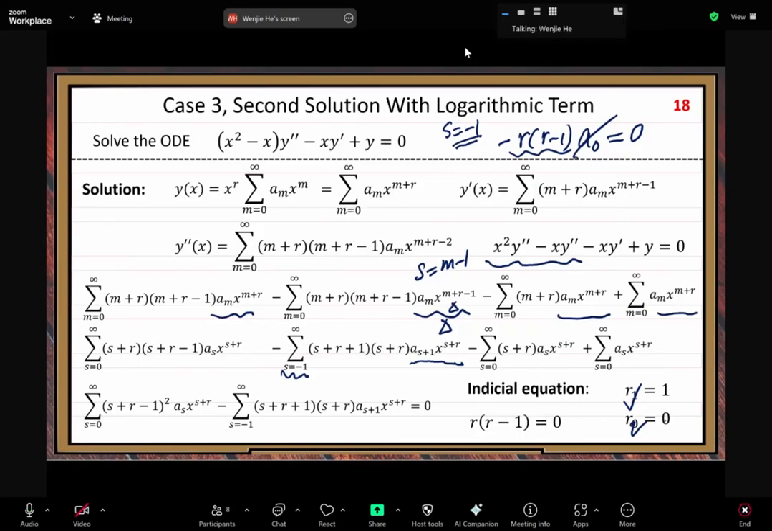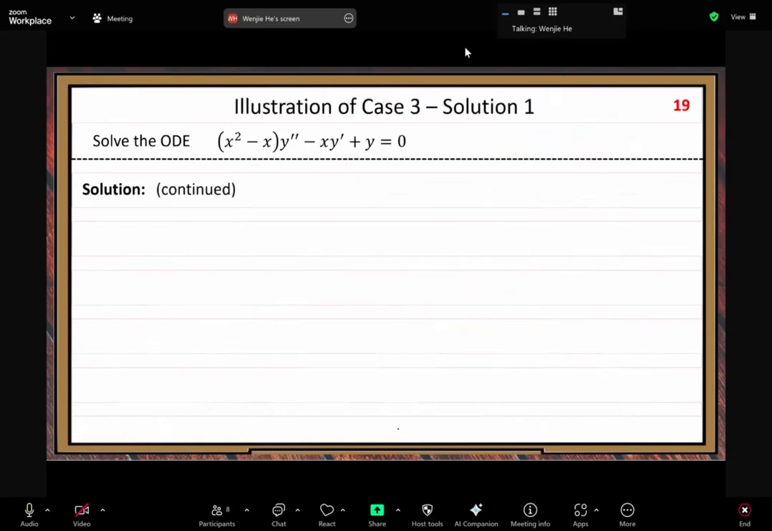Then the summation part, after simplification, we can get that. That's the summation part. Then let's move to the next step to calculate the y1 solution. R1 equals 1 for the y1 solution. We need to derive the recurrence relation from this general equation.